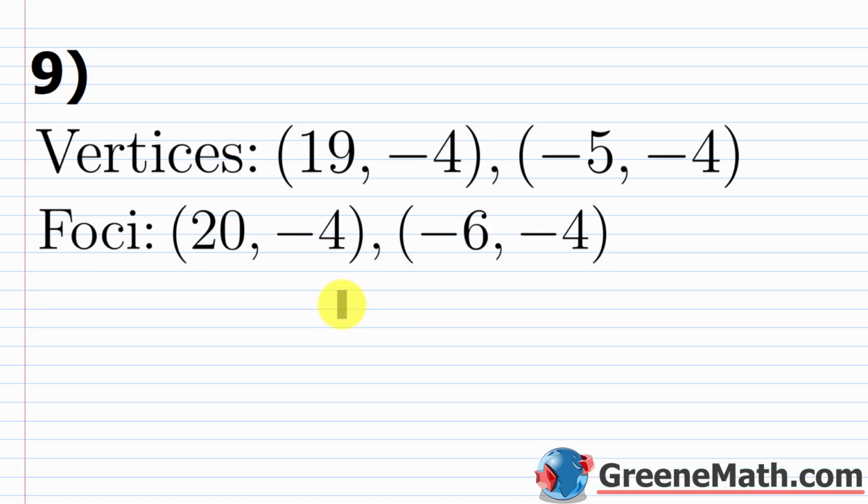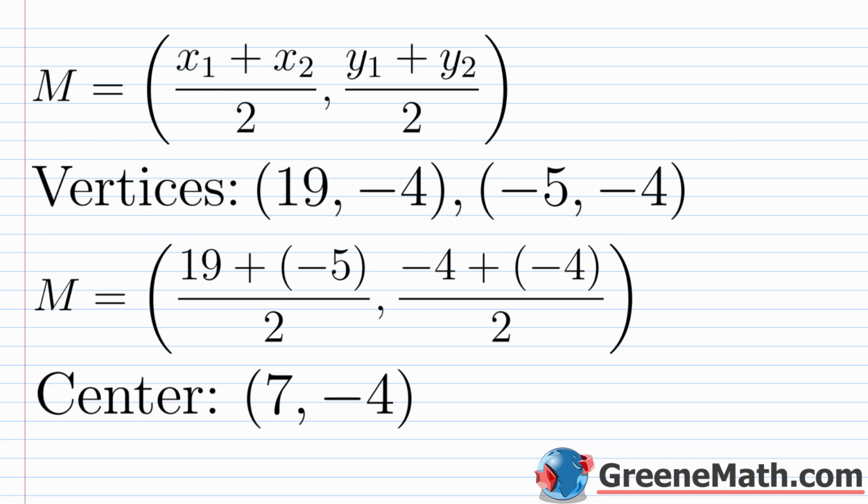All right, for problem 9, we are given vertices that are 19 comma -4, and then -5 comma -4, and then foci, which are 20 comma -4, and then -6 comma -4. So I'm going to use my midpoint formula with the vertices. If you want to use the foci, that's going to be up to you. Again, we want to find the average of the x coordinates, and then comma, the average of the y coordinates.